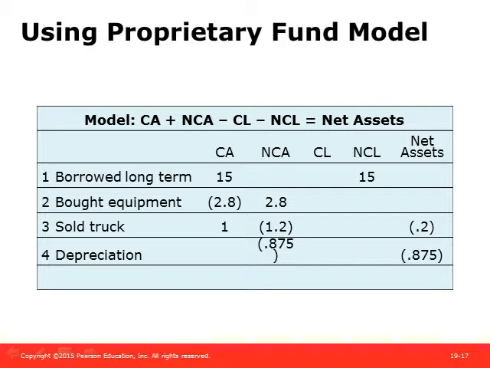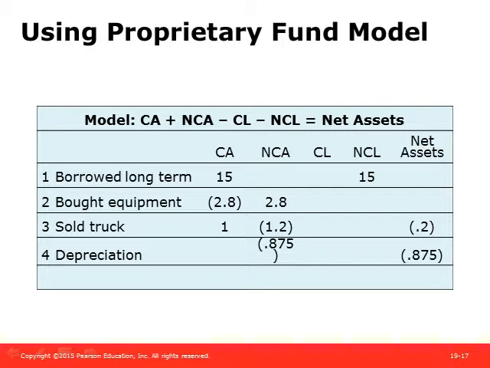And so as we can see, using the proprietary fund model, and let's remember our model, which says current assets plus non-current assets minus current liabilities minus non-current liabilities equal net assets. So if we look at our first example, we borrowed $15,000 by issuing a 3-year note. So we increased our cash, right, current asset by $15,000, and we increased our non-current liabilities by $15,000. We purchased equipment costing $2,800 for cash. So we reduced our current assets and increased our non-current assets by 2.8.